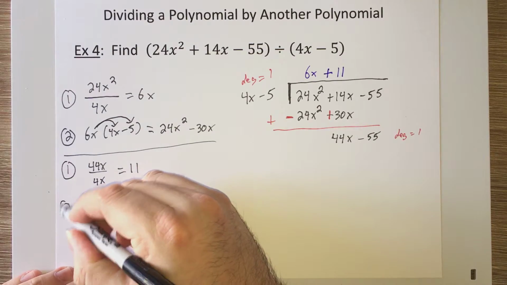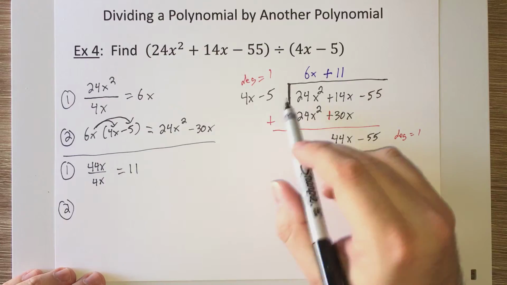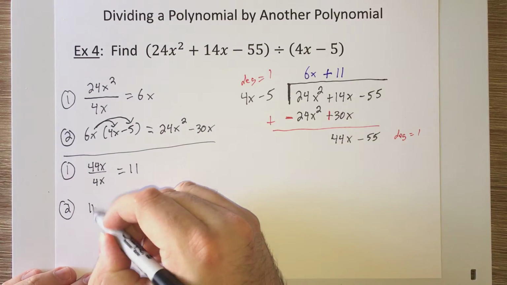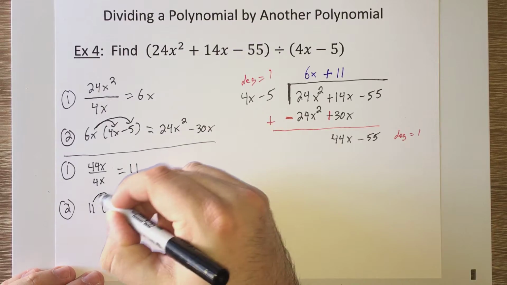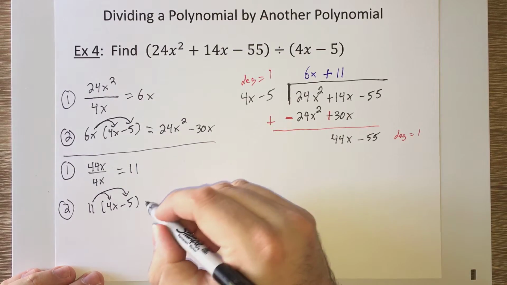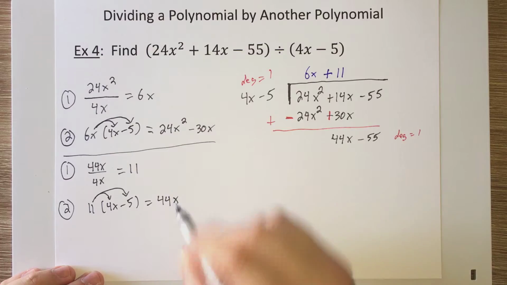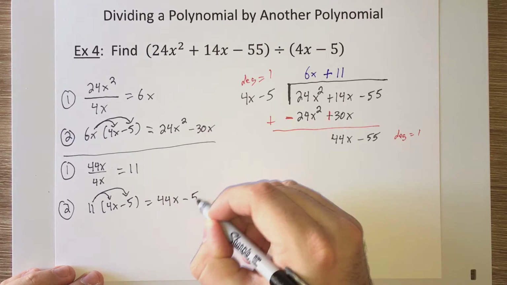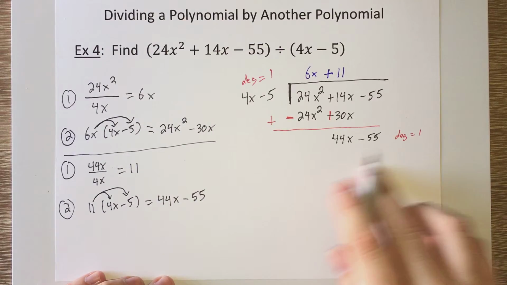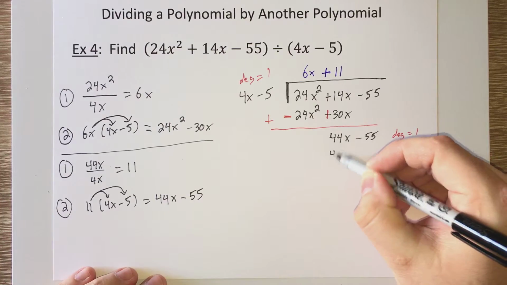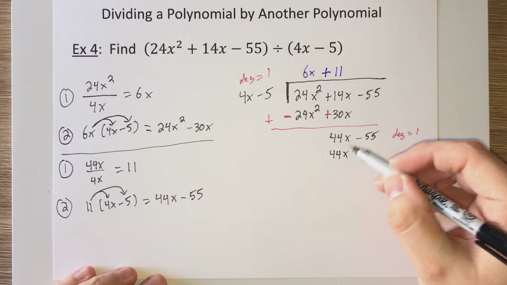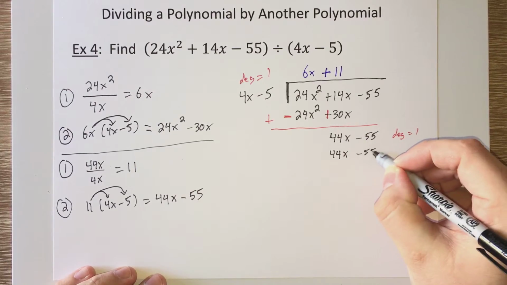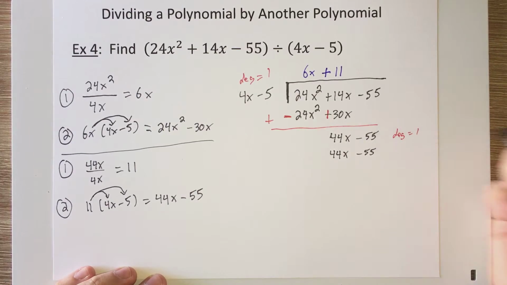Okay, next thing you're going to do is you're going to take the 11 you just got and multiply it by the entire polynomial over here on the left. So you do 11 times 4x minus 5. So multiply it out. 11 times 4x is 44x. 11 times negative 5 is negative 55. And you're going to write that on the bottom here. So we're going to write 44x. Notice I'm putting the 44x underneath the other term that ends the same way. Minus 55. Again, these have the same ending because they have no ending.